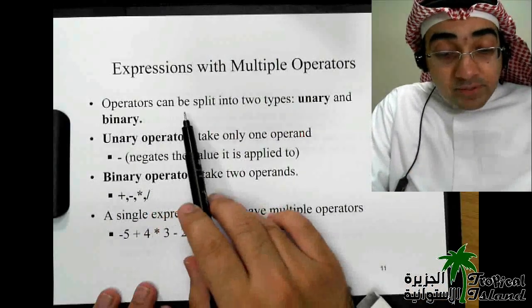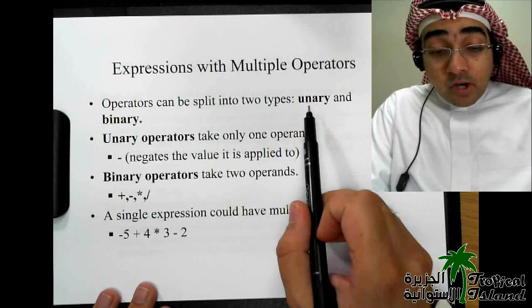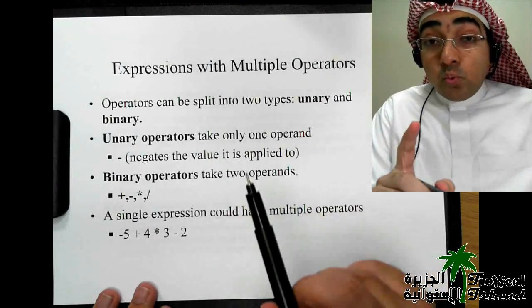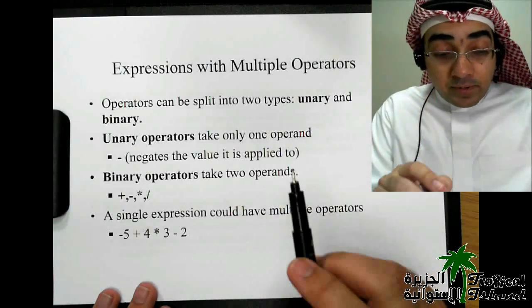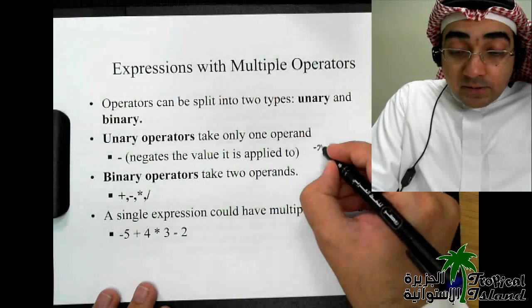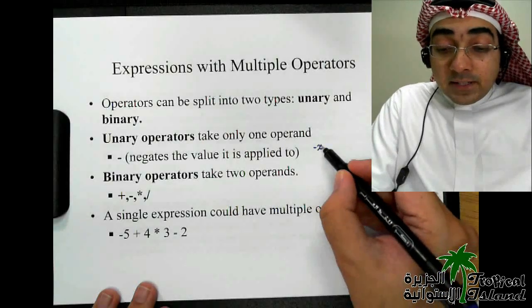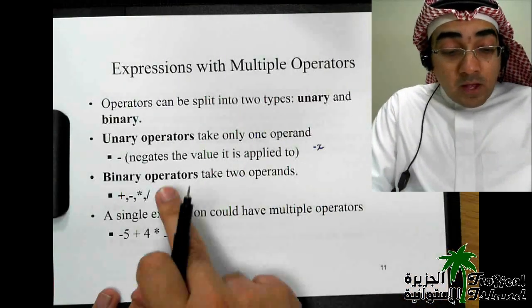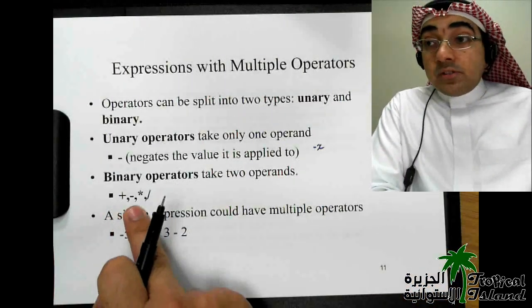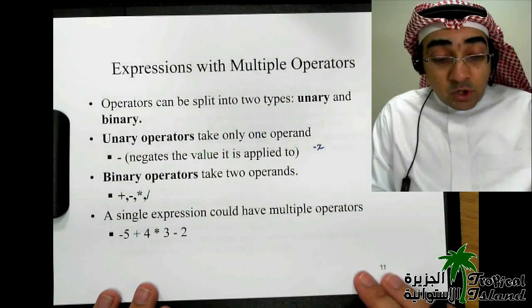Okay. Operators can be split into two types, unary and binary. What is a unary operator? A unary operator takes one and only one operand. Just like a negation. In mathematics, we write minus x. When we write minus x, we mean take the value of x and negate it. This is a unary operator. A binary operator is such as addition, subtraction, multiplication, division, modulus, and all the other operators that we know.